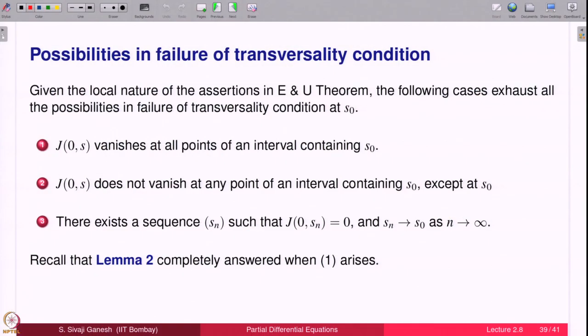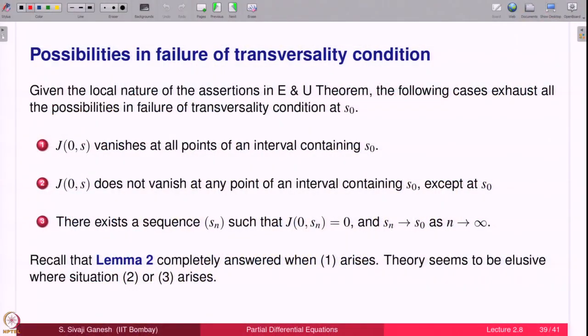Now Lemma 2 answered case 1, which happens when J is identically equal to 0 on some interval containing S0. And theory seems to be elusive when situation 2 or 3 occurs. One has to look from case to case and make conjectures, and I do not think there is any complete theory available written in a textbook.